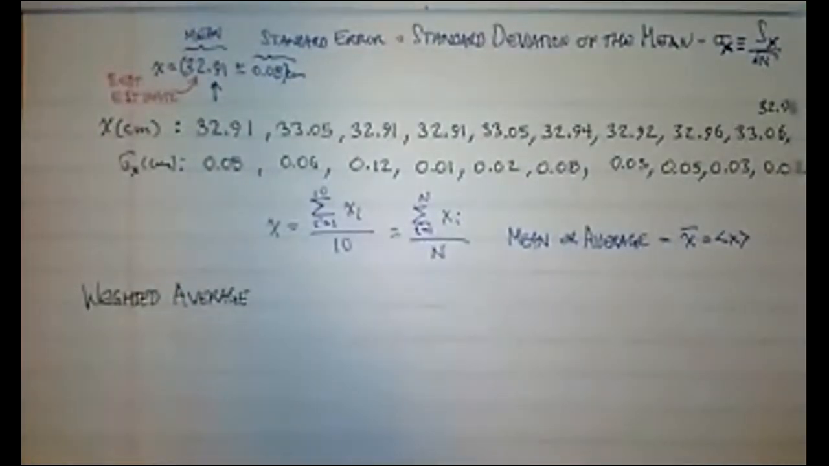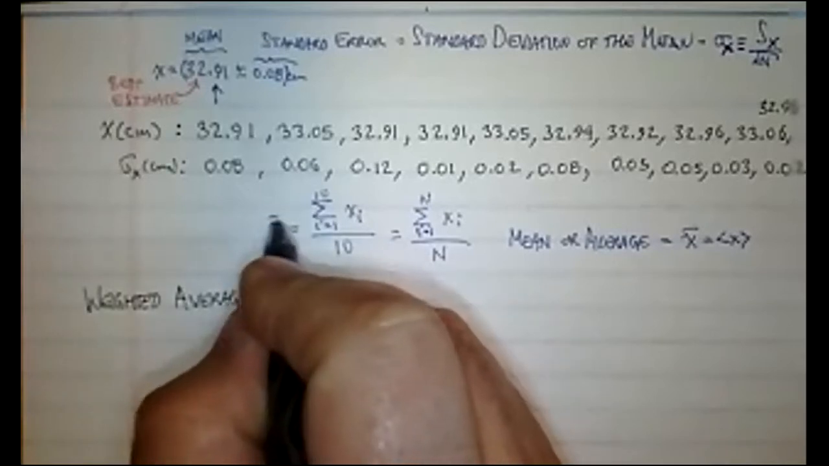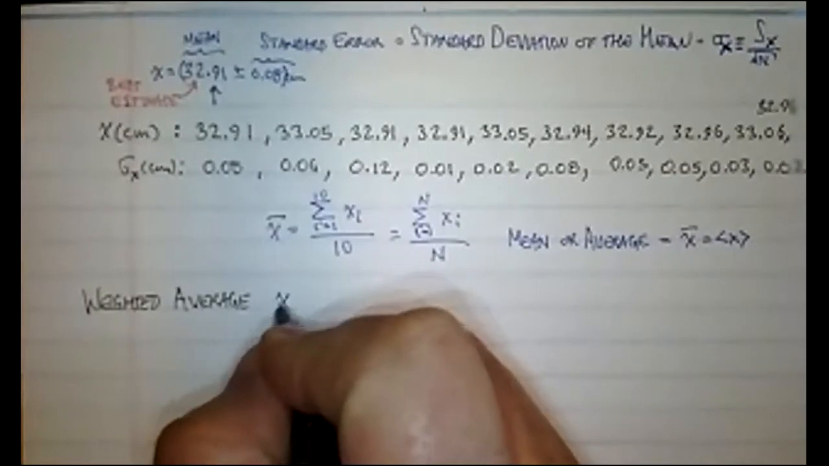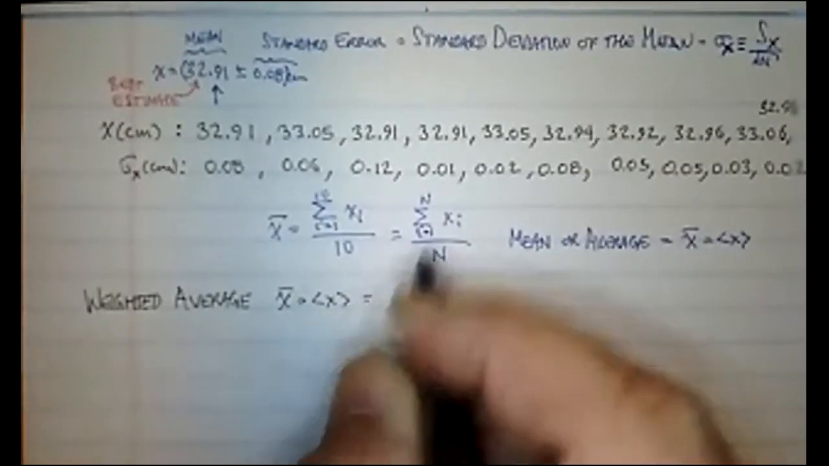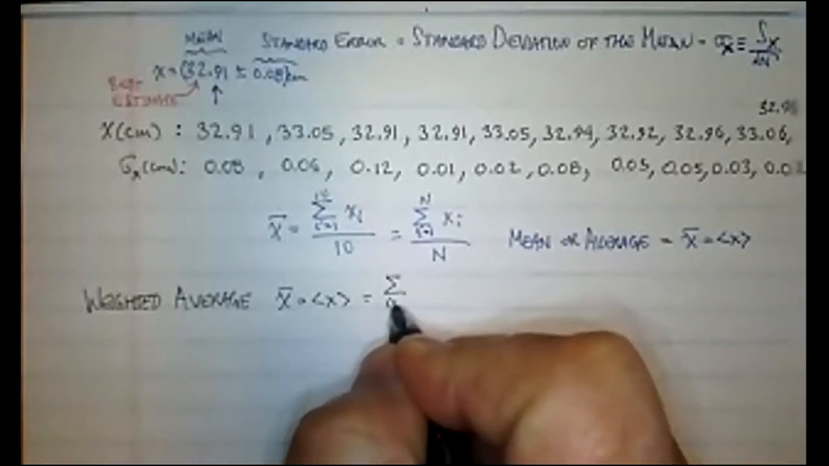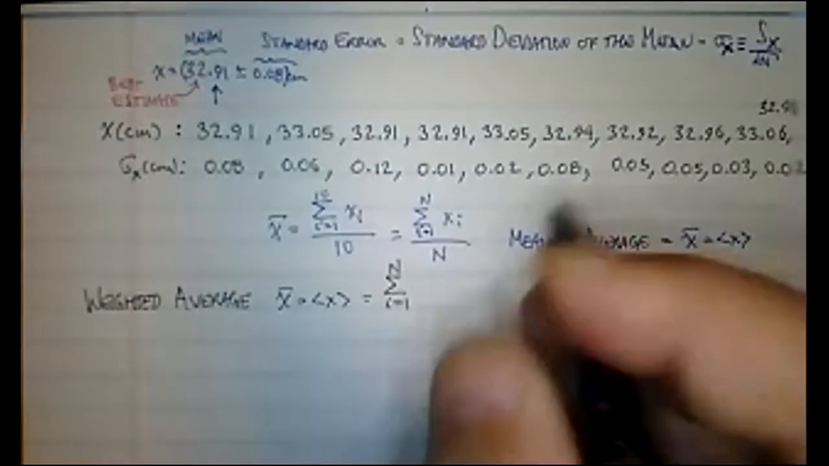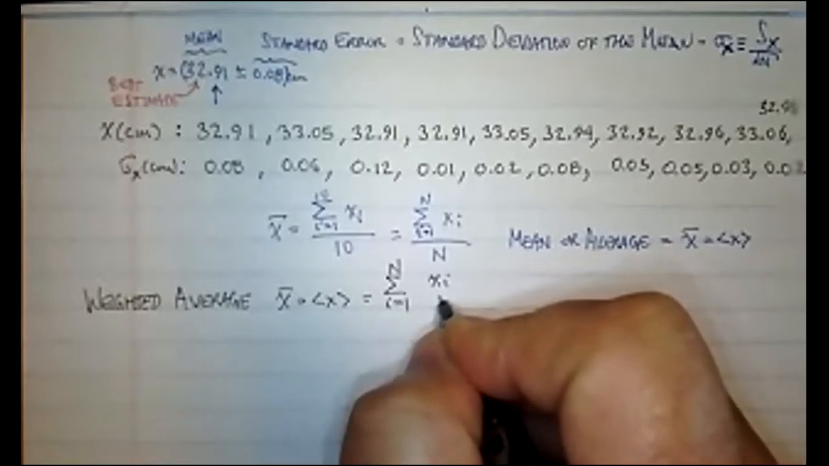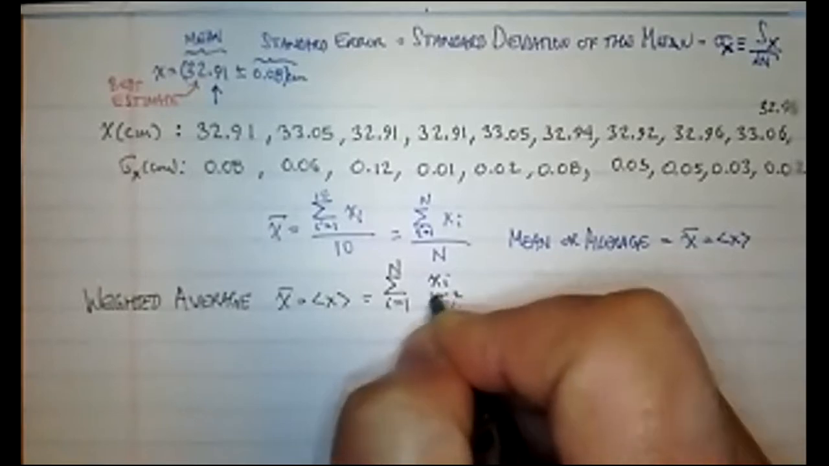So in that case, we would say our best estimate, which I told you before, we can put a bar over it to call it that. I'll say X bar, or X bracket, is equal to, now watch this, the summation from i equals 1 to N of x sub i over sigma x sub i squared.